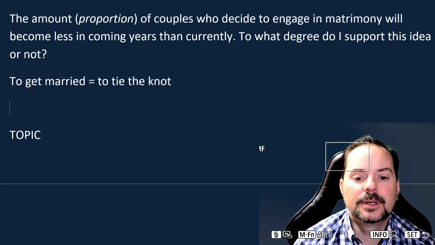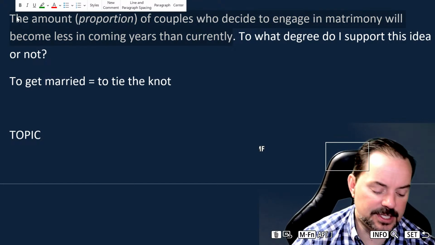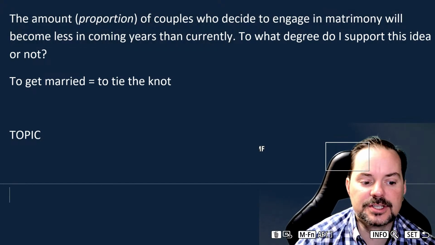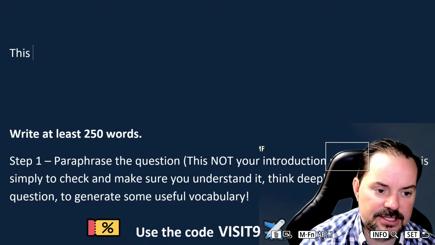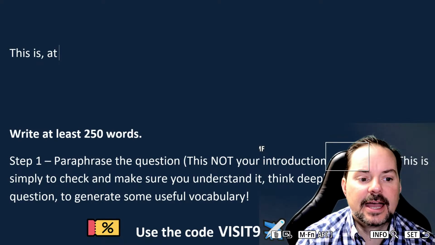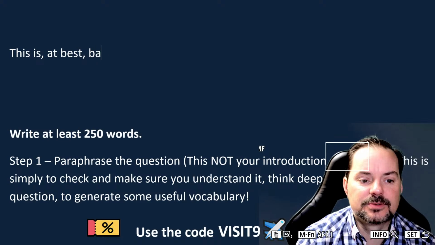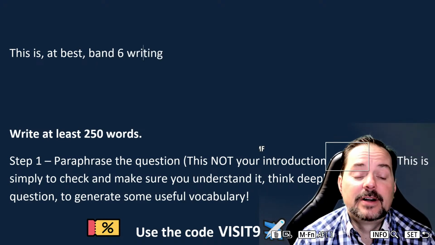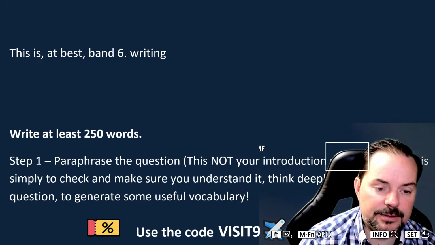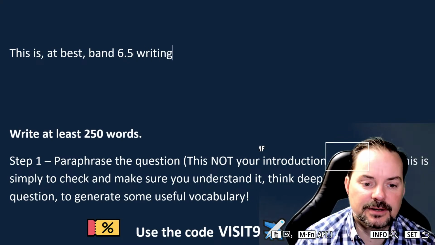So you cannot simply do this. So this is band 6 at best. This is at best band 6 writing, or band 6.5. Okay, but if you want better scores than 6.5, you have to write different.